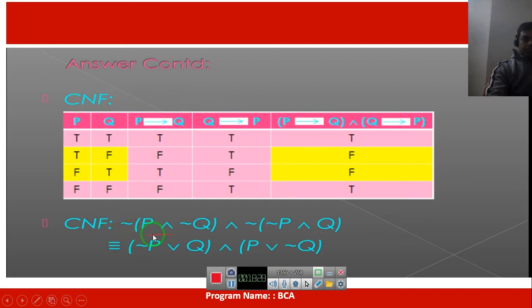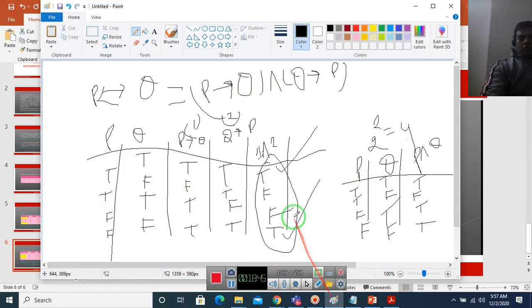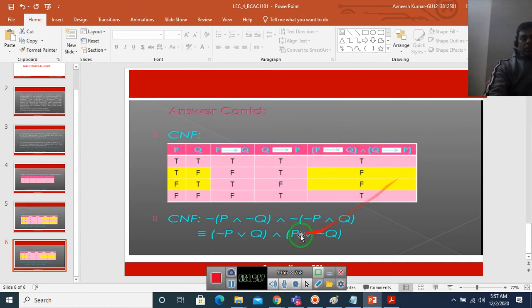The CNF form is: P conditional negation of Q, conjunction negation of P, because we have the formula: if P conditional Q, then we can say negation of P disjunction Q. So we apply it like this: P conjunction negation of Q, then negation of P conjunction Q. Then we apply De Morgan's law, which says that for P conjunction Q, the negation is applied to both and conjunction becomes disjunction. In this way we find the CNF.